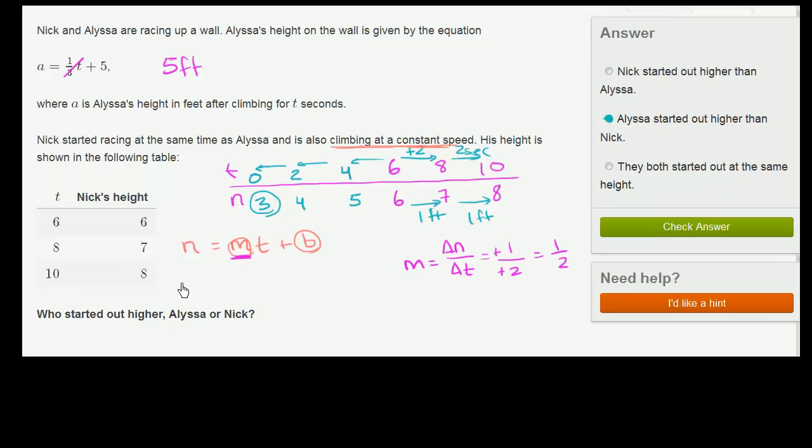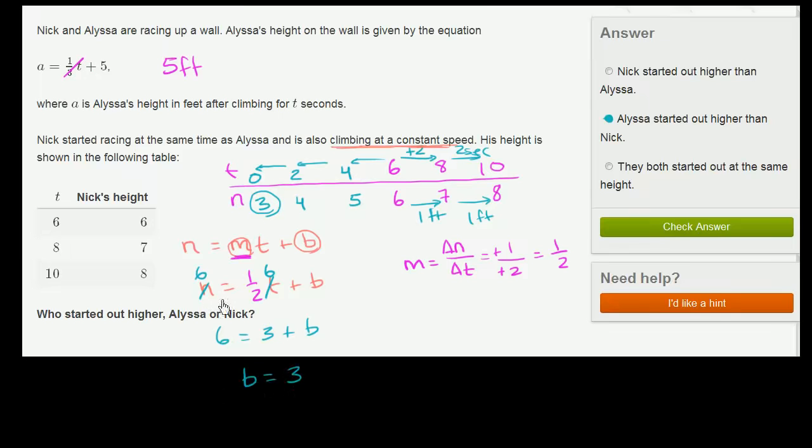So we can fill in m here. We know now that n is equal to 1/2 t plus b. Now, to solve for b, you could just substitute one of these points. All of these points must satisfy this equation. So we could use the point 6. When time is 6, we know that n is 6. So you have 6 is equal to 1/2 times 6 plus b, or 6 is equal to 3 plus b. Subtract 3 from both sides, and you get b is equal to 3.